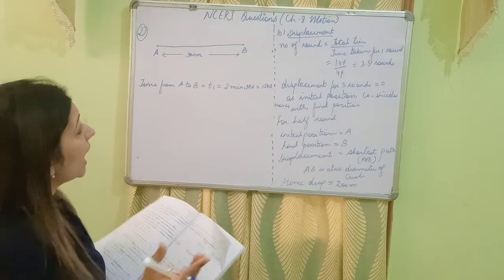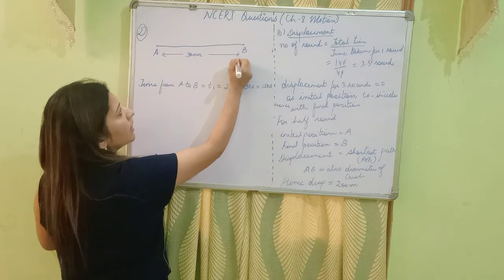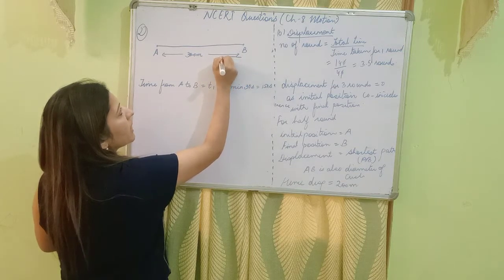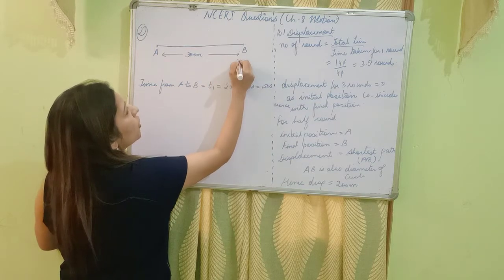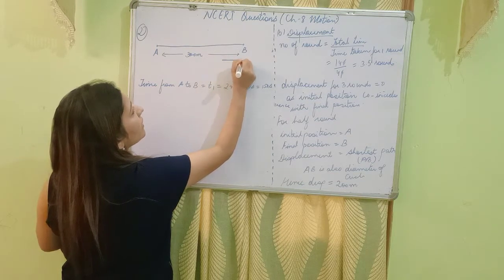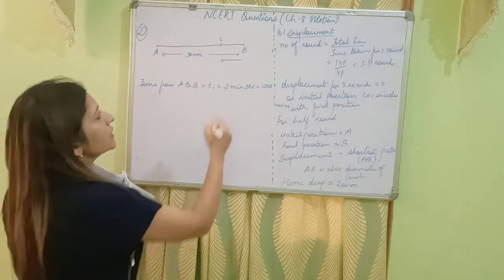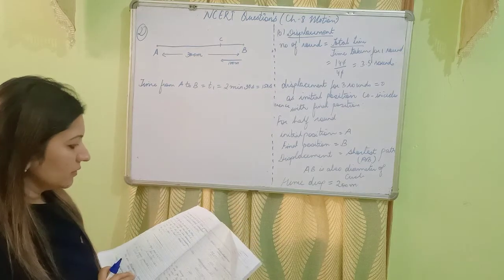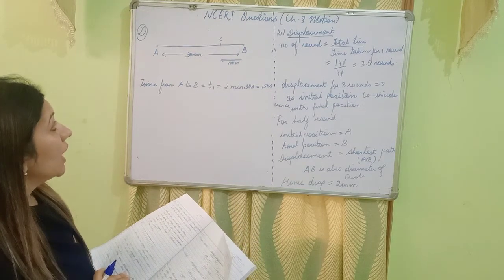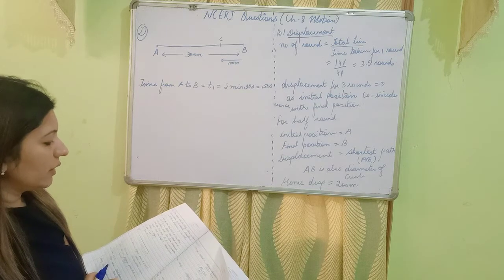Now he turns around and jogs 100 meter back. He came back 100 meter. This would be 100 meter, I guess. He jogs for 100 meter back and reaches this point C. This is 100 meter. And he reaches back to point C in another 1 minute.